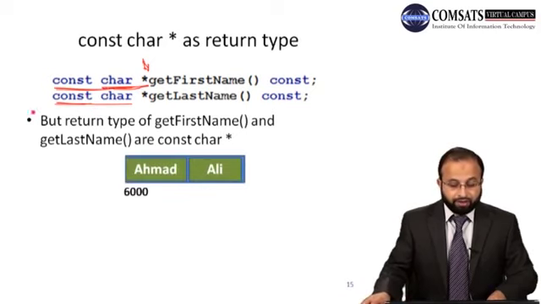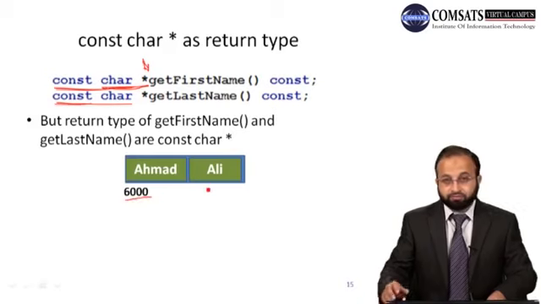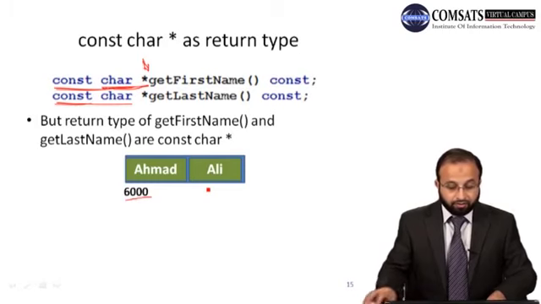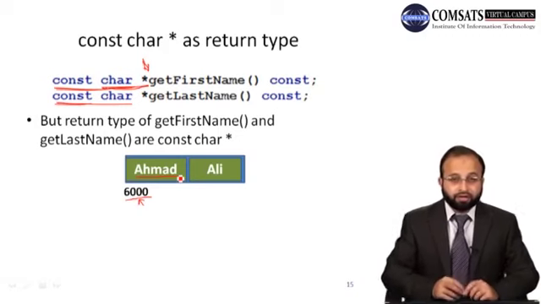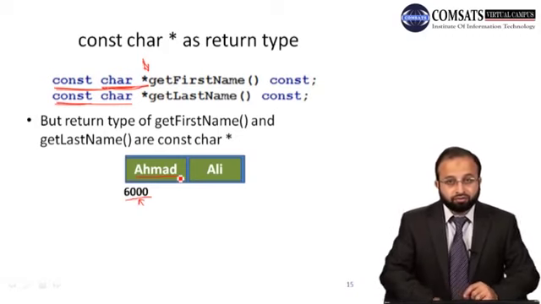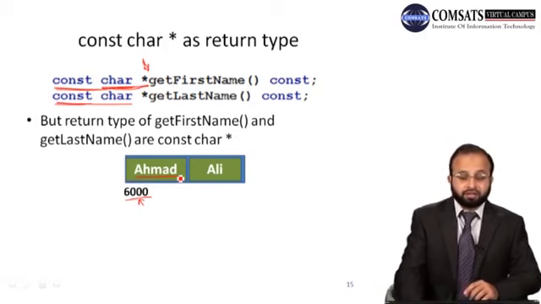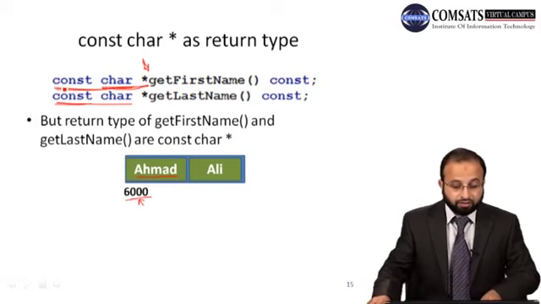So we return the memory address, right? We return the memory address of the first name, and that is, let's say, 6000, and maybe this is 6009 or 10, let's say. So get first name returns this 6000. Now this return type says that okay, the pointer contains the value 6000, but using that pointer it is not possible to change this value. So the string that the pointer is pointing to, that combination of characters, you cannot change. Why? Because they are constant.